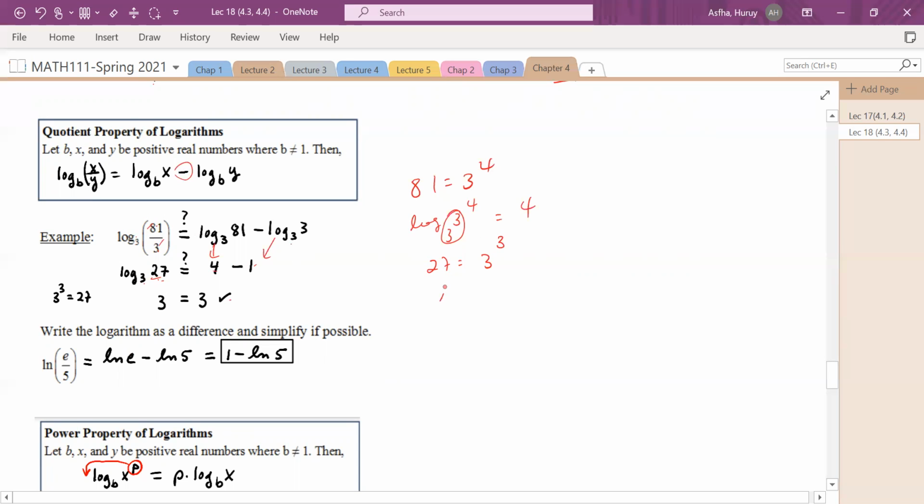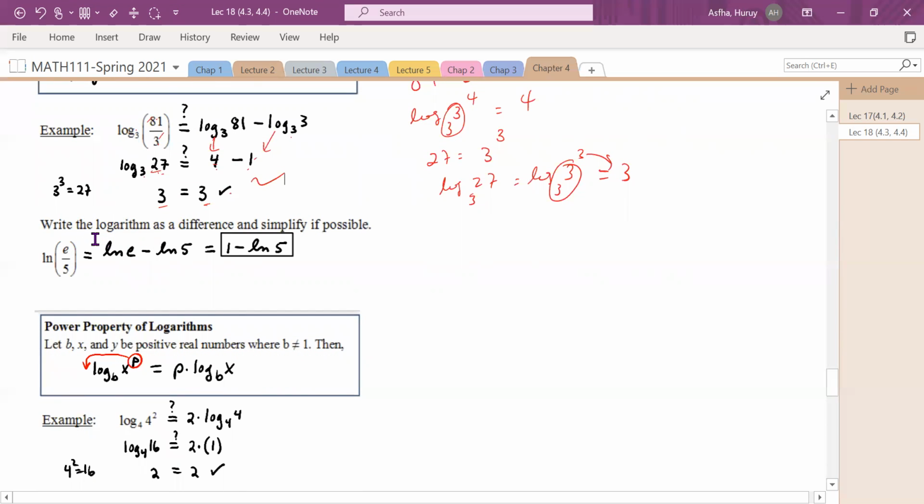Therefore, log 27 base 3 is log 3 cubed base 3. Again, these are the same. So this is just 3, whatever we have right up here. Therefore, from the right side, we have 3. From the left side, we have 3, which means the answer is true. So this is true, right? And this is what we call the quotient property.